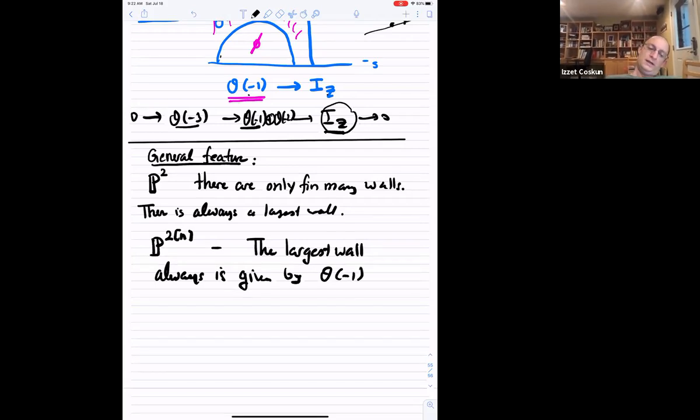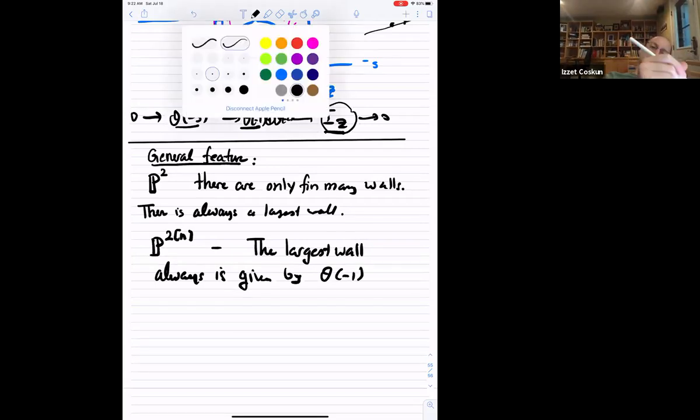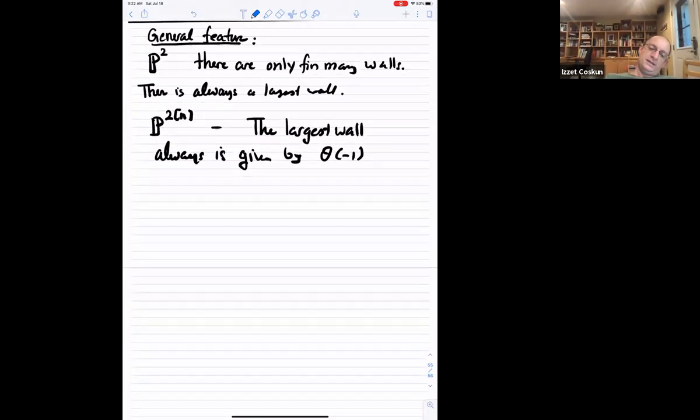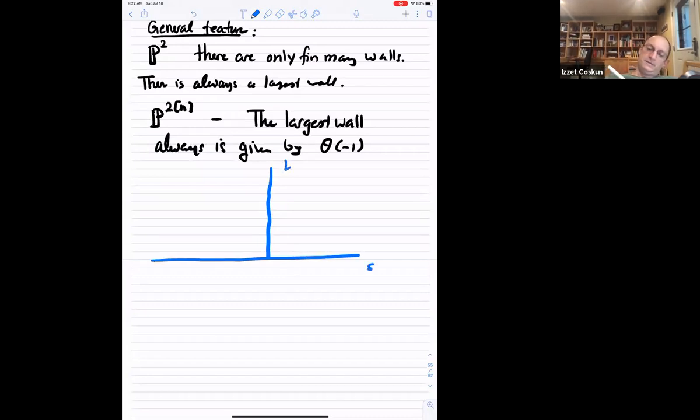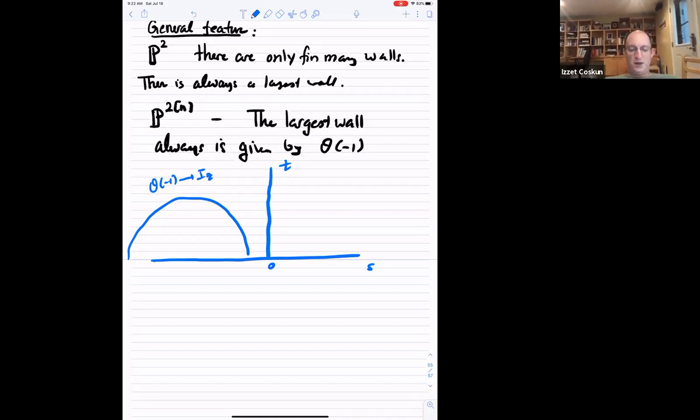Okay, so in other words, when I'm drawing this picture, here is my S, here is my T, here is the origin. There is always a largest wall given by O of minus 1 mapping to IZ that destabilizes it. And that is always the largest wall.